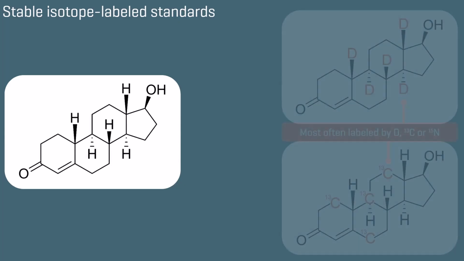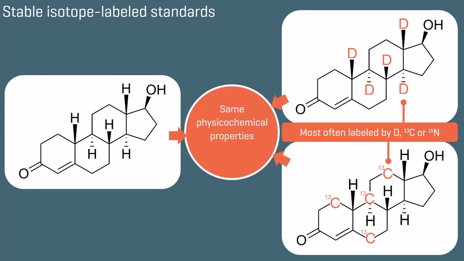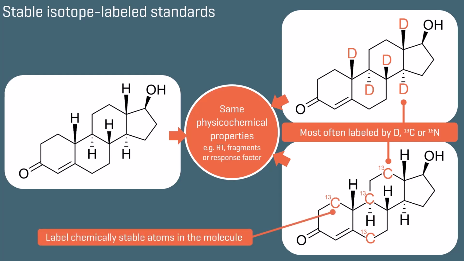Isotope-labeled standards are commonly marked with deuterium, carbon-13, or nitrogen-15, leading to the term stable isotope labeling. The labeled molecules have nearly identical physicochemical properties to their unlabeled counterparts, such as their retention time, fragmentation pattern, or response factor. It is important to label only chemically stable atoms within the molecule. To effectively distinguish the labeled version from the unlabeled one, the mass difference should be at least 3 to 4 Daltons, as illustrated in these examples.